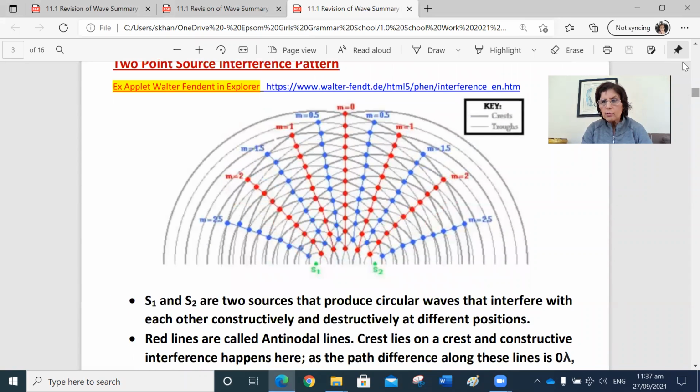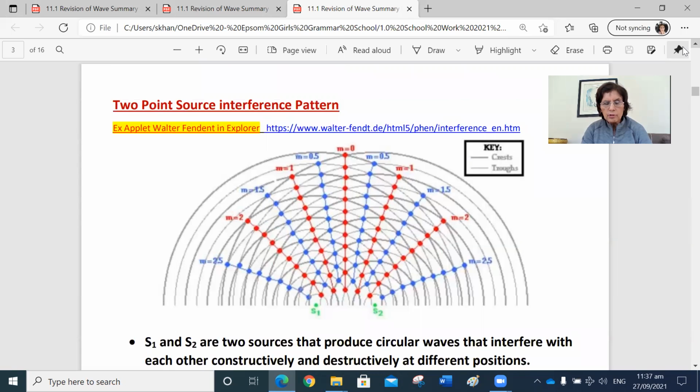Now, let's look at the two-point source interference pattern. S1 and S2 are two sources of waves. They produce circular waves, and then they interfere with one another. This is the crest of a wave, that's the trough, and that's the next crest, so the wavelength is this much. If we look at all the points in the middle, the waves arriving from the two sources travel equal distances. So the path difference will be zero, and constructive interference will happen here. So n or m is zero.